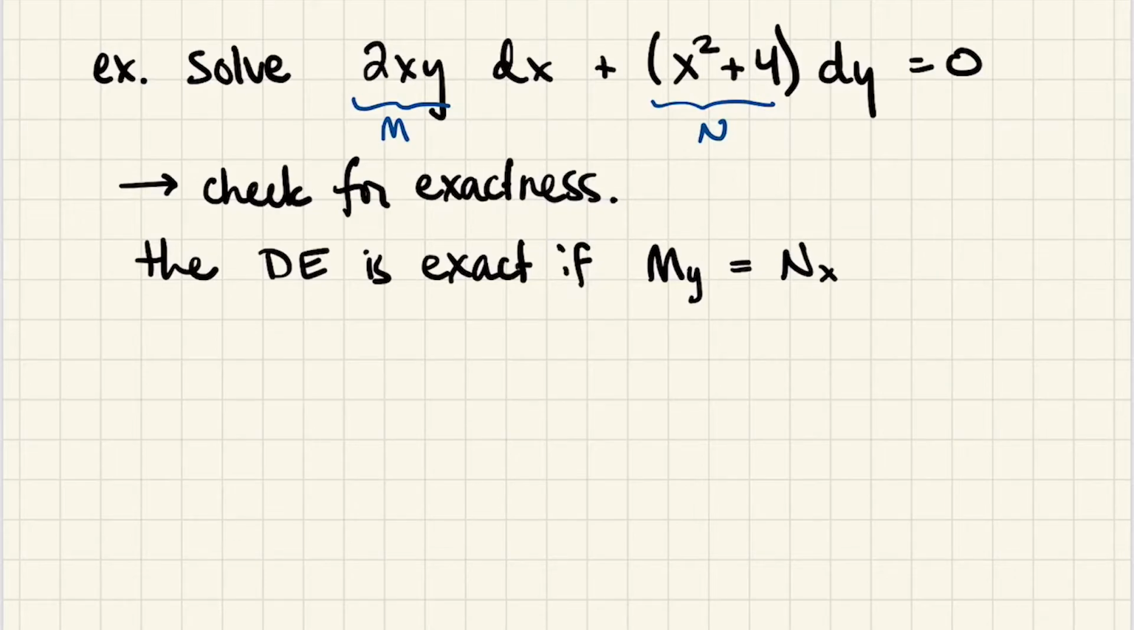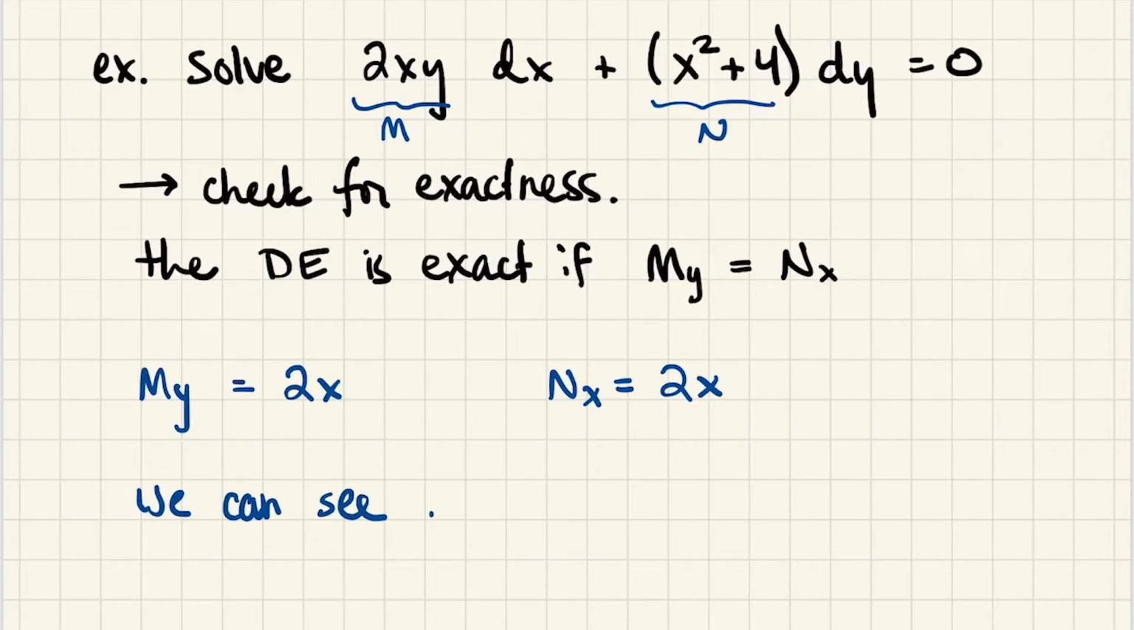So we need to check if M_y is equal to N_x, and we'll do that by evaluating both of them. So partial of M with respect to y, okay, that's equal to 2x. Partial of N with respect to x is also equal to 2x. So we can see that M_y is equal to N_x, and therefore the differential equation is exact.